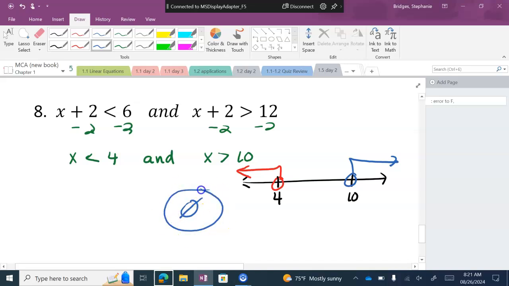So a key to remembering some of the special cases: if your lines are crossing over each other, going in the middle, and the word is or, that's going to be your all real numbers special set. And then if it's and, but your lines are going out, that's your no solution special set. Does that make a little bit of sense? All right, that worksheet I gave you is your homework.